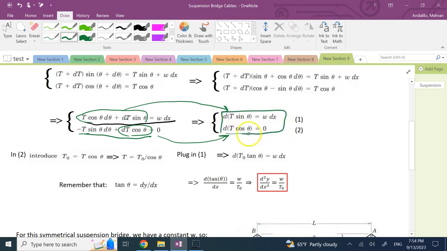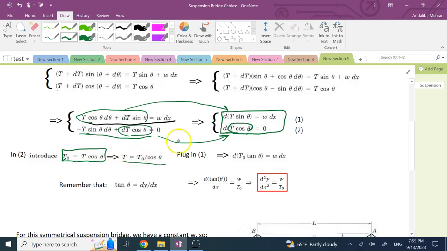So now I'm down to these two simplified, beautiful equations. D of t cosine theta is 0, which means whatever this t cosine theta is, d of it is 0, means that guy does not change. It's a constant. So that t cosine theta, which does not change, I call it a constant t naught. I just introduced this notation t naught. It's a constant, so I call it just t naught. Okay? And if t naught is t cosine theta, therefore t is t naught over cosine theta.